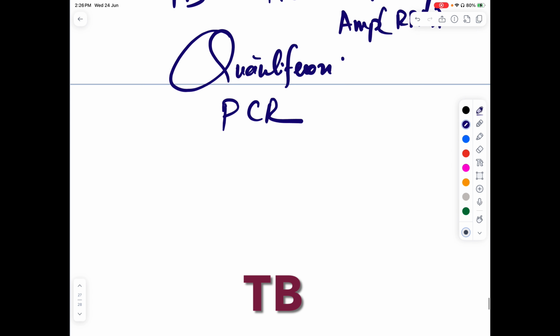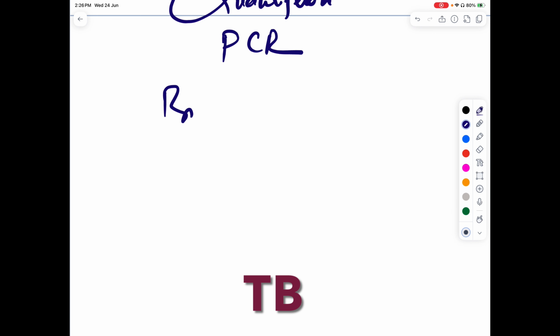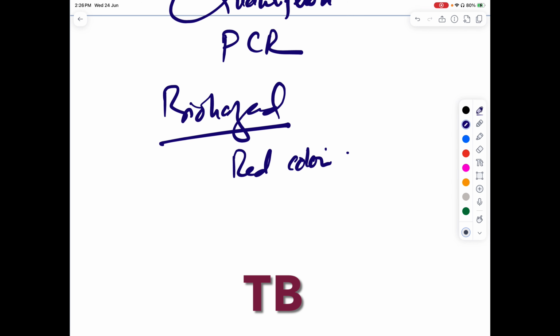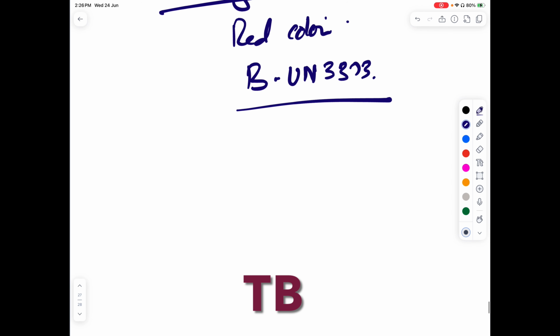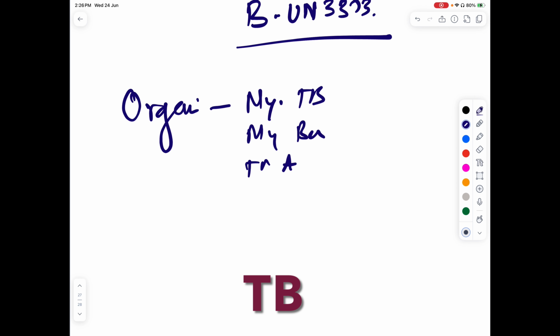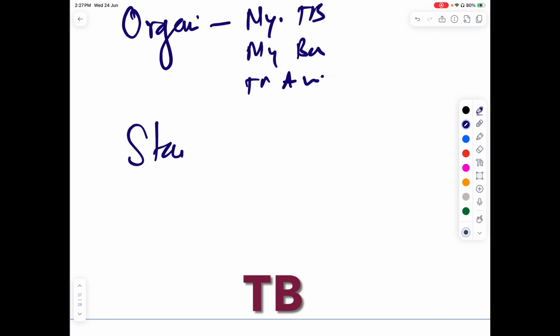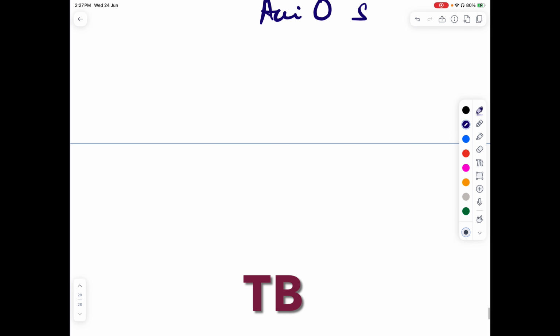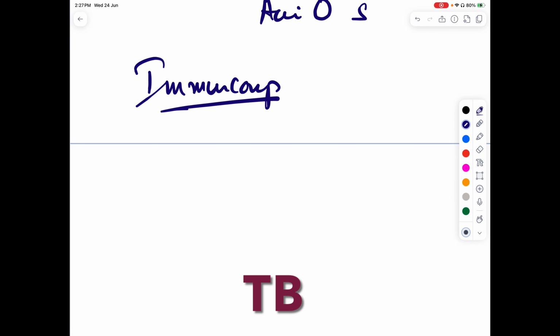What will you do with the specimen? This is biohazard. So it has to be disposed in red color and labeled as biohazard. So organisms in tuberculosis are Mycobacterium tuberculosis, Mycobacterium bovis, Mycobacterium avium intracellulare. What are the stains which are used commonly? Ziehl-Neelsen stain, auramine gold stain. So which Mycobacterium is found in immunocompromised? Patient is immunocompromised. Which is found here? It is Mycobacterium avium intracellulare, MAC.